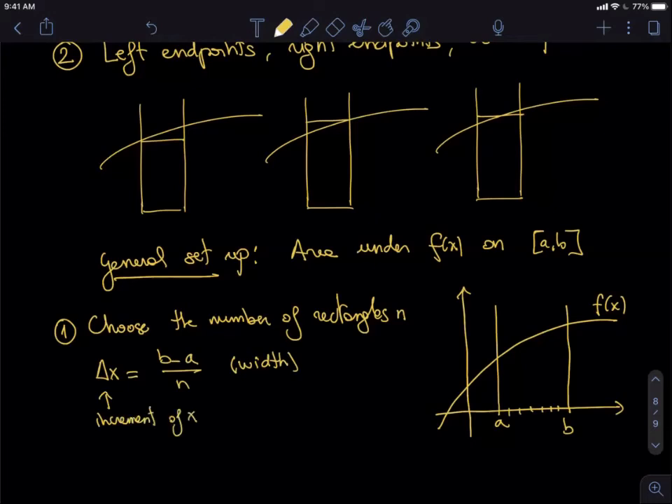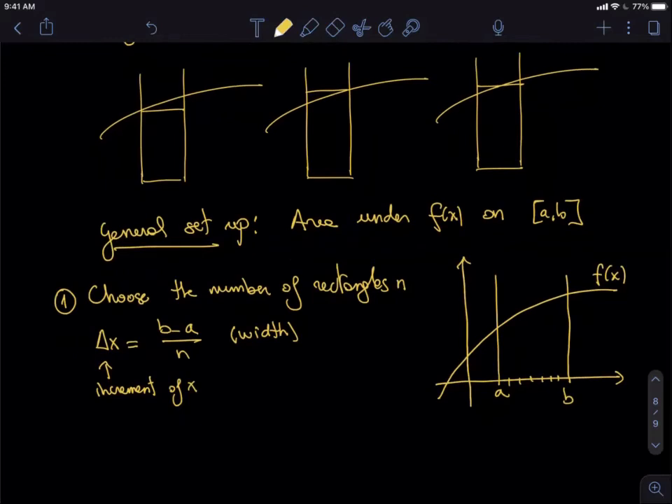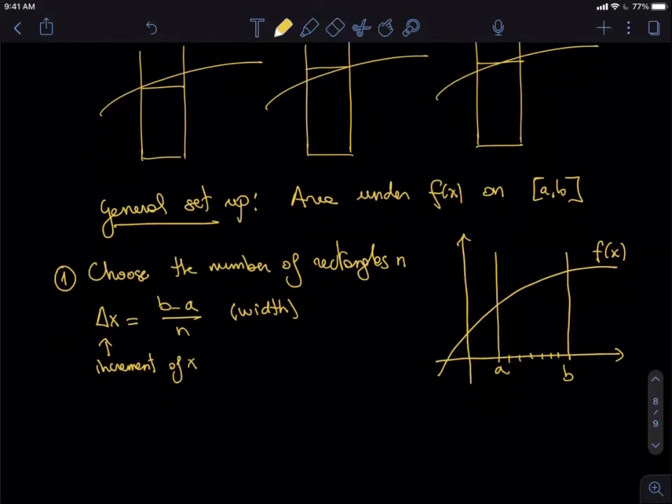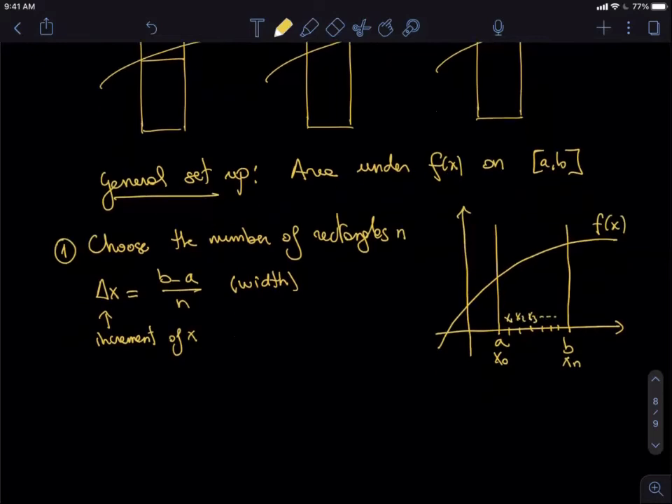Okay, so here this describes a series of sample points. The first one, x0, is a, and the goal is that the last one is xn. Okay, and then we have x1, x2, x3, and so on. Lots of points. Then the second step, we need to write down the sample points.